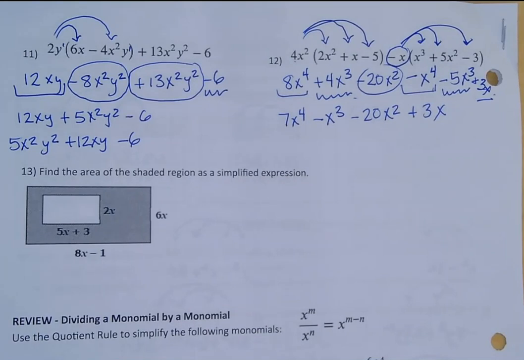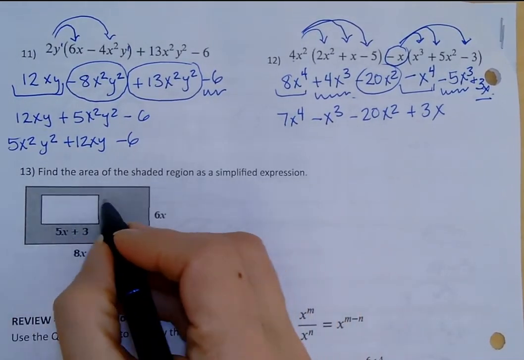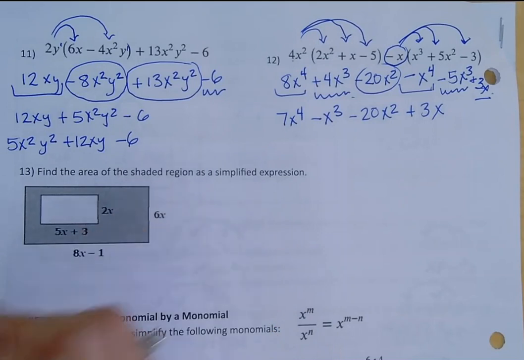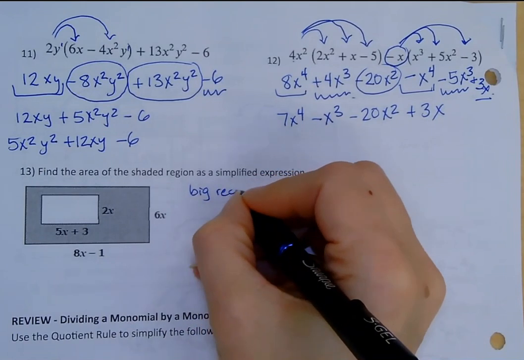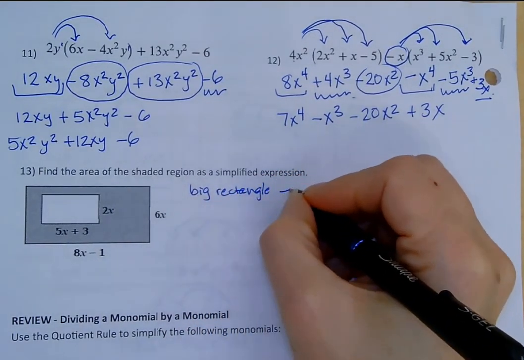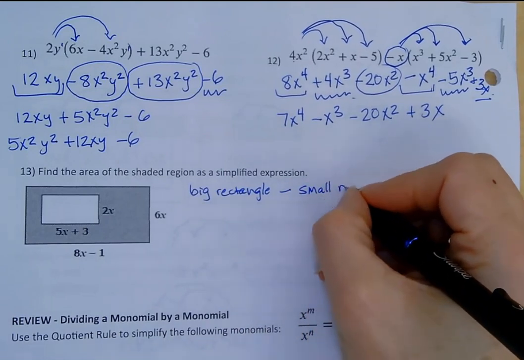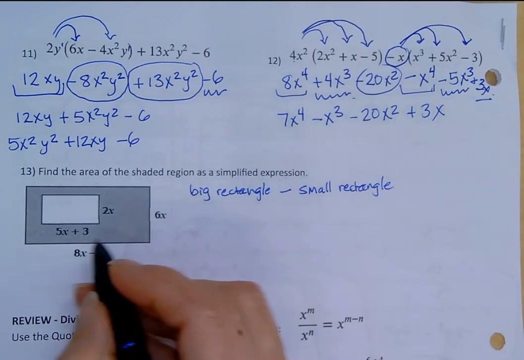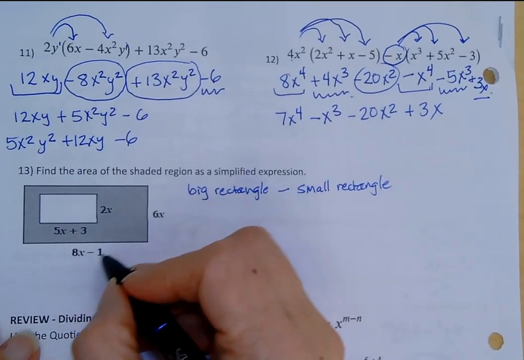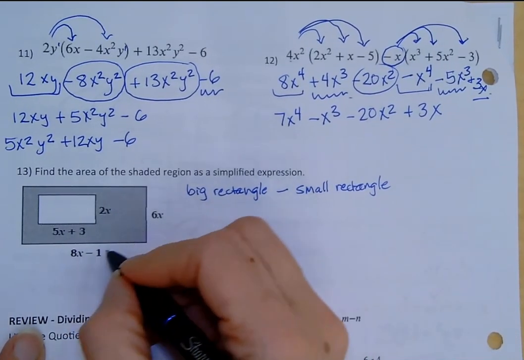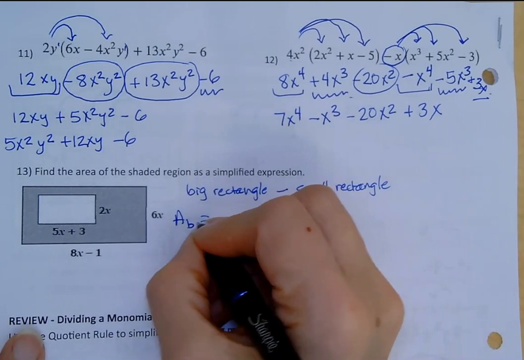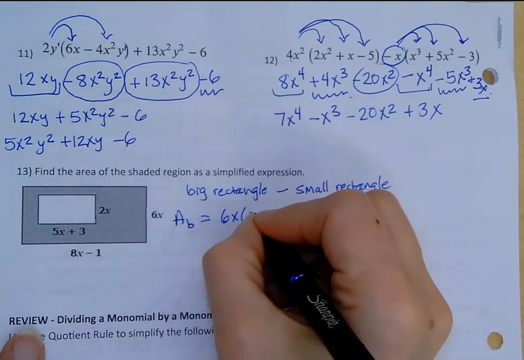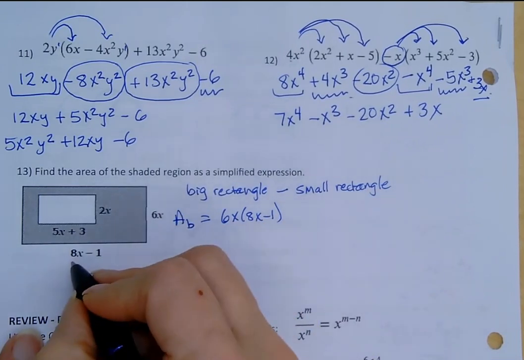All right, so I need to find the area of the shaded region. Right? So for the shaded region, it's this big rectangle, but then I have to subtract all that white stuff. So I'm going to say big rectangle area minus small rectangle. That's what I'm looking for, right? See how that is? Okay, so the area of the shaded, the whole big rectangle, area big, B for big, is going to be 6x times 8x minus 1, right? It's length times width.